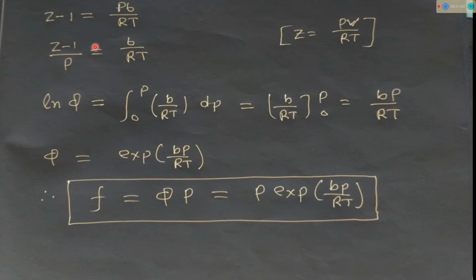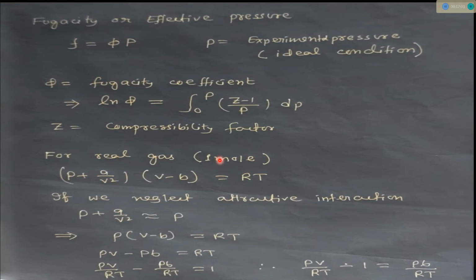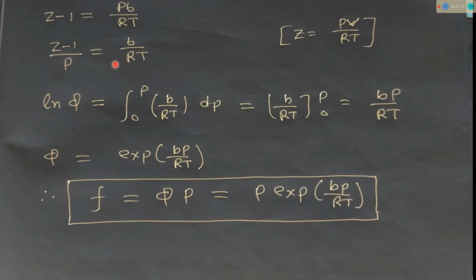So yeah, for this gas equation, we assume the intermolecular attractive force is negligible. That's why we neglect this A by V square term. We only write here P upon P minus B, and after detailed calculations, we found Z minus 1 by P equal to B upon RT. So this is B upon RT, Z minus 1 upon P.